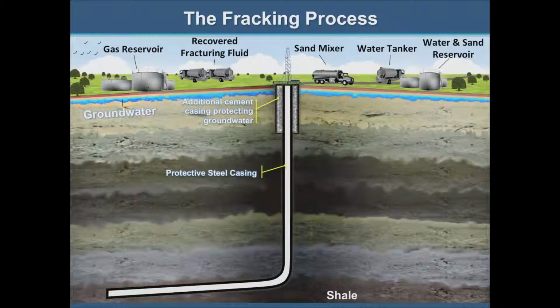The process begins with drilling a borehole into the earth to a depth of approximately 1.5 miles, or about 7,700 feet below the surface. Safety is a top priority, and precautionary measures are in place surrounding the borehole, such as protective steel casing, as well as additional cement casing at groundwater levels.